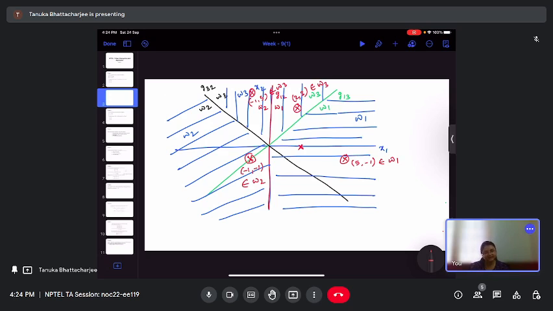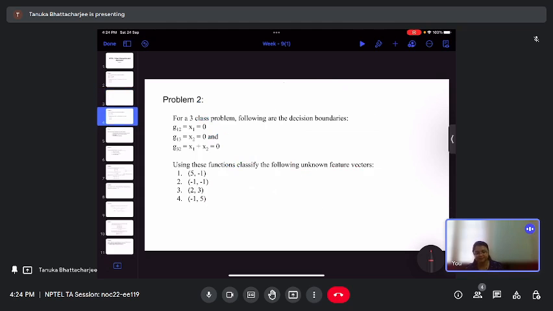So any portion you take from the feature space will belong to one of the classes, but that may not always be the case. It may be the case that some regions do not belong to any of these classes once you take the intersections. Let us see one such example.